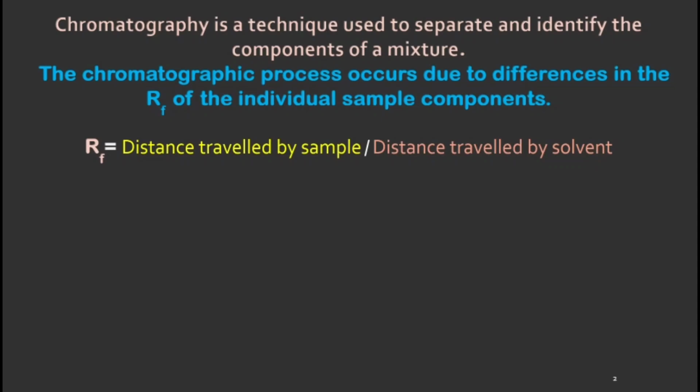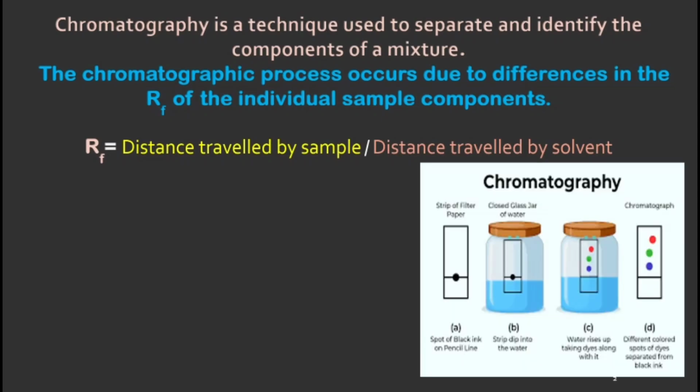The Rf value is the characteristic value for each and every component in chromatography. It is calculated by the distance traveled by the sample divided by the distance traveled by the solvent. So it is a general image of chromatography. After performing chromatography, the paper or plate looks like this.